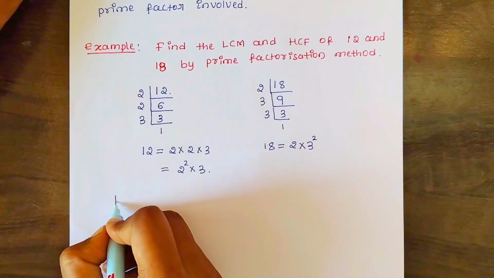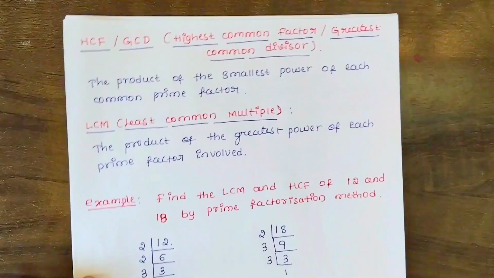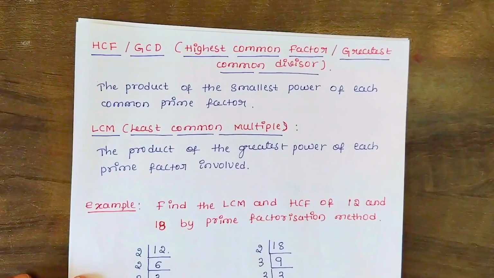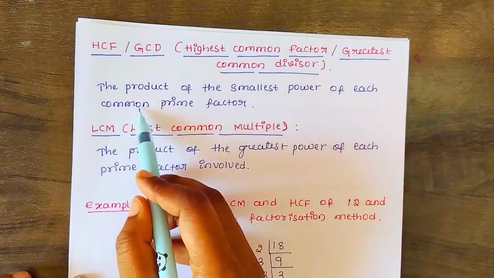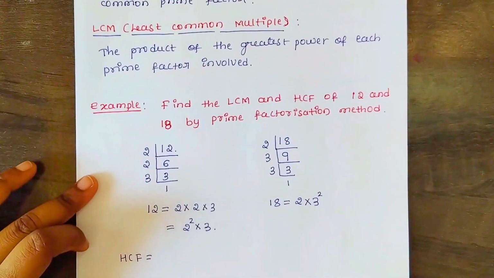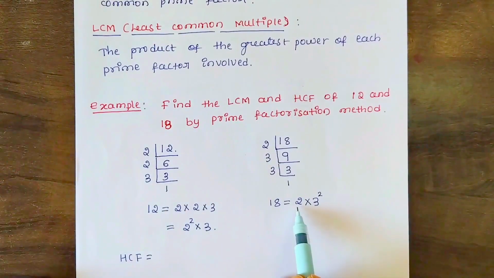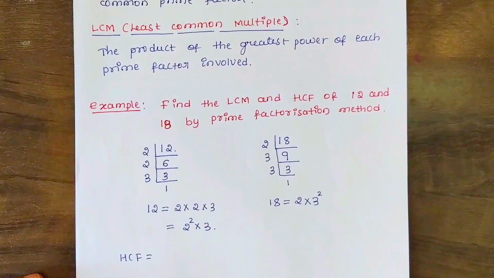Now what is an HCF? See, the definition of HCF is this: the product of the smallest power of each common prime factor. See the common prime factors? 2, and here also we have 2. What about 3? Yes. In both the numbers, we have 2 and 3 as common factors. So what is the HCF? The product of the smallest power of each common prime number.